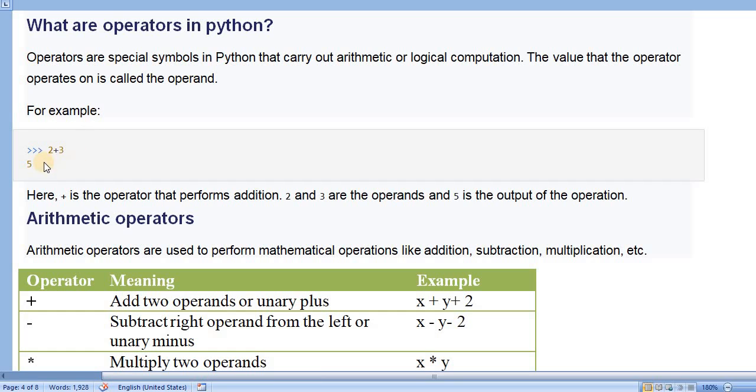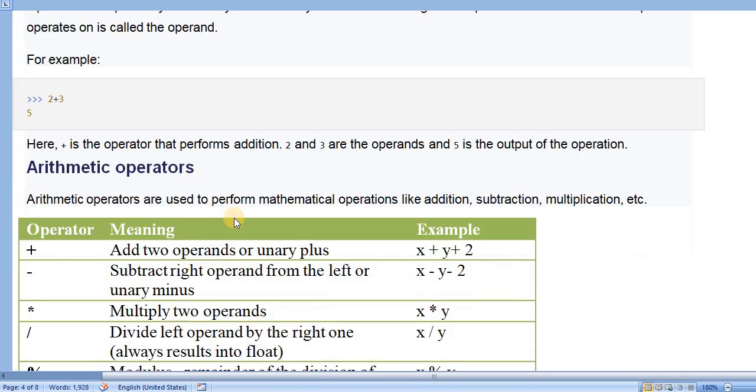For example, 2 plus 3. Here, the 2 and 3 are the operands and the plus is an operator. So this plus operator gives an instruction to the computer to add these two values, and these two values are called operands. Here plus is the operator that performs addition. 2 and 3 are the operands and 5 is the output of the operation.